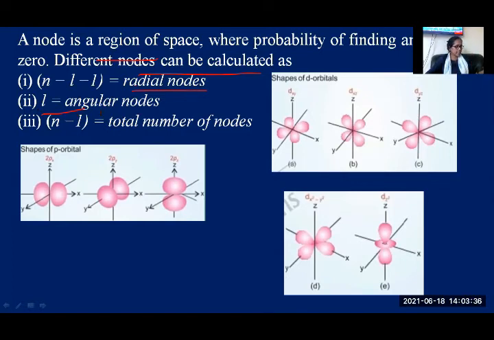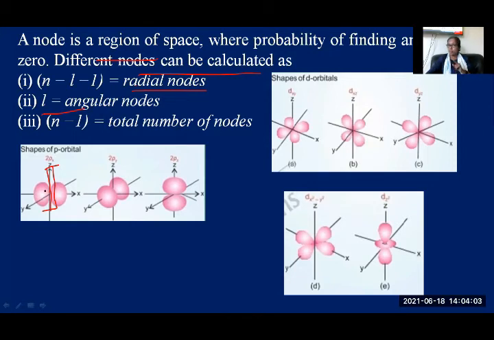So the angular node, also called a nodal plane, is the plane which separates the two lobes. For example, in the 2px orbital there is one plane which passes through the nucleus, and where the probability of finding the electron is 0. This plane is what we have called the angular node.